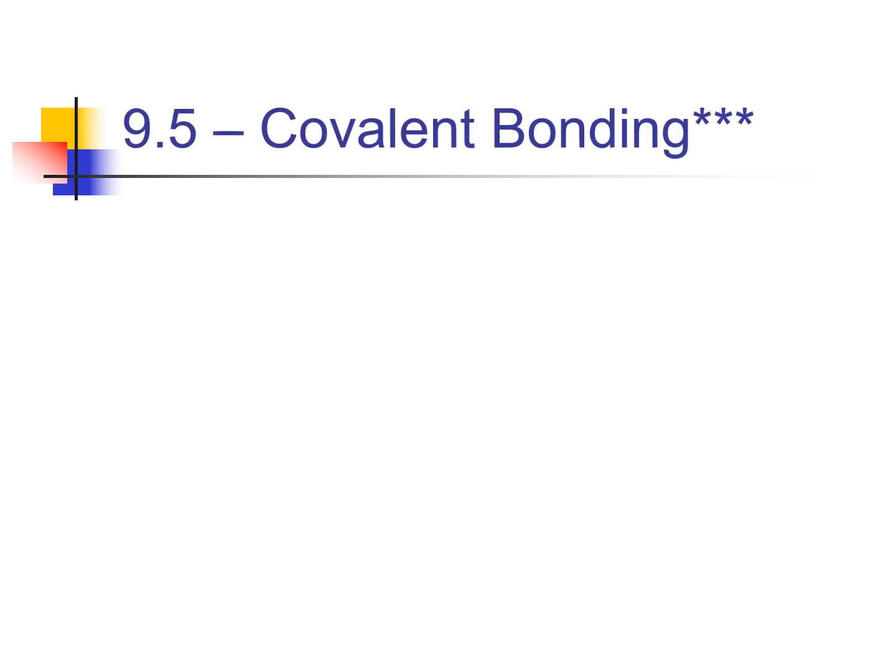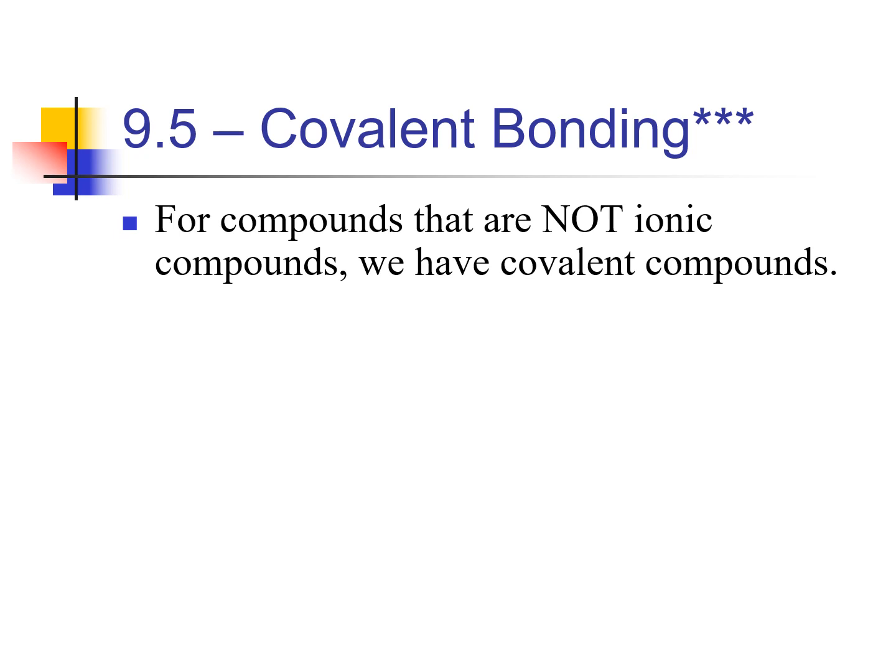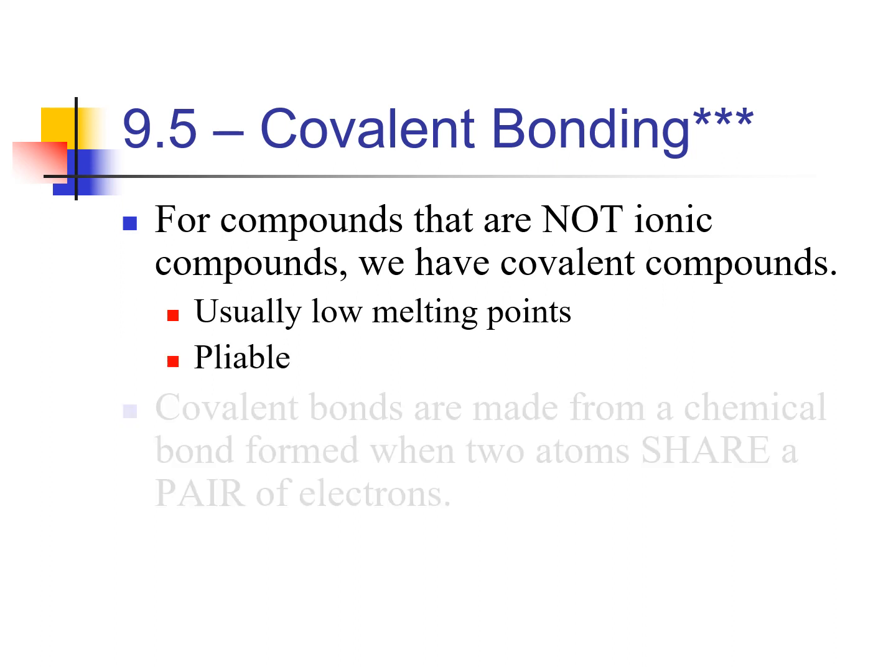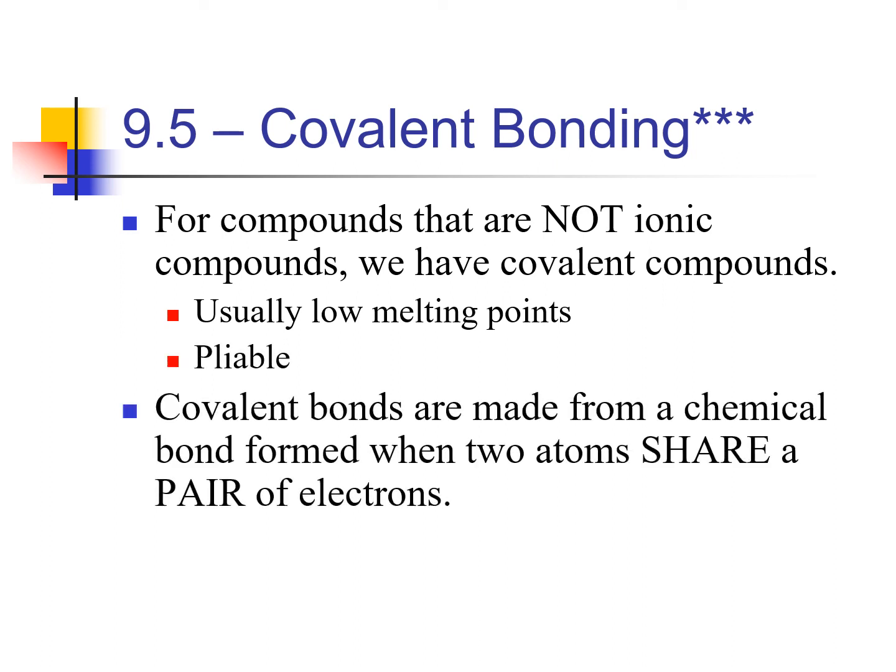Okay, so we've looked at ionic bonding. Now we're going to look at covalent bonding. Again, this is the biggest category, so if we're not dealing with ionic bonds, we're dealing with covalent bonds. Covalently bonded things usually have low melting points. Again, we'll talk more about that relationship in chapter 11. They're pliable, you can bend them. And instead of this transfer of electrons, it is a sharing of a pair of electrons.